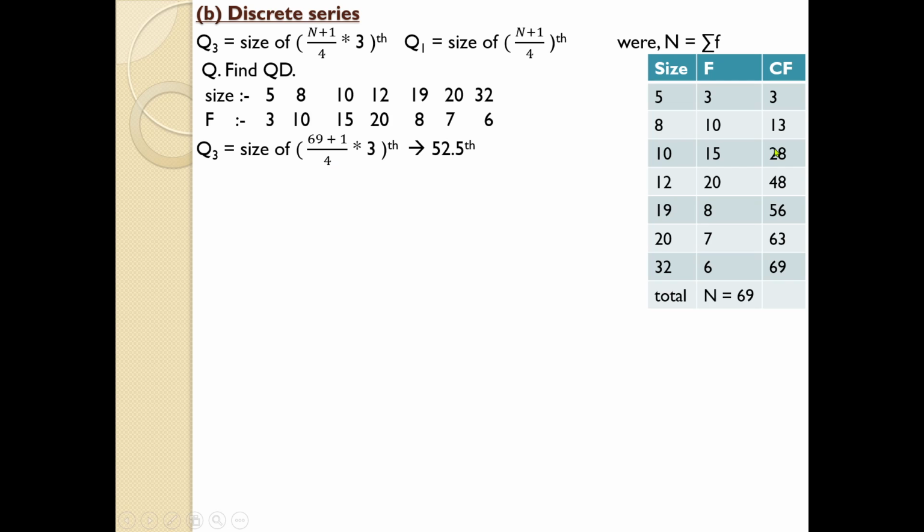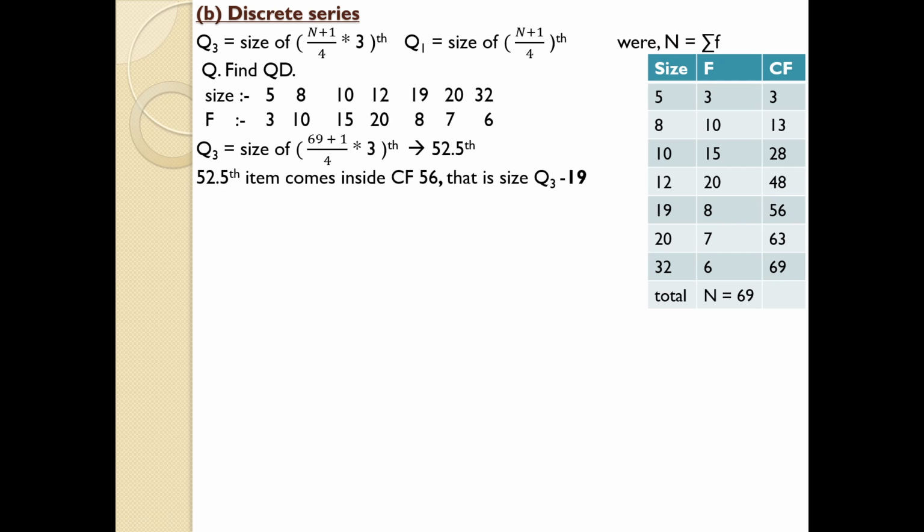Since it is a case of a cumulative frequency computation, you need to go for the value within which 52.5 comes. 3 is smaller than this one, so it will not come. 28 will not come. 48 is just a bit small. 56, yes. 52.5 comes under cumulative frequency of 56. So the value of Q3 is 19.